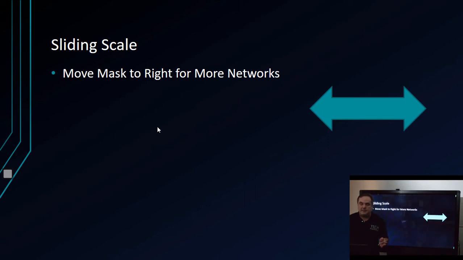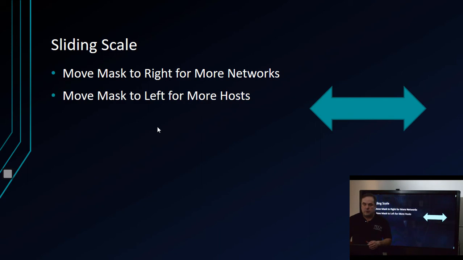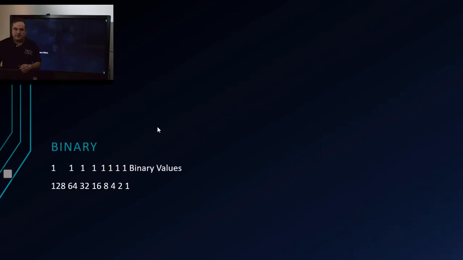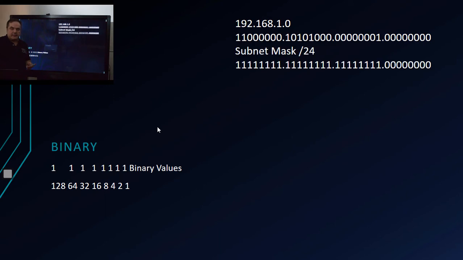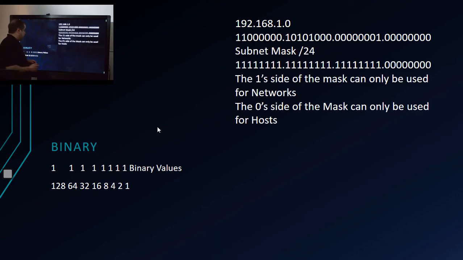Subnet masks are a sliding scale, as I mentioned earlier. You move the mask to the right for more networks, and you move the mask to the left for more hosts. So let's take a look at what this means in binary. On the left-hand side, you see the binary values converted to decimal. So let's take a look at an example here and explain what all this means.